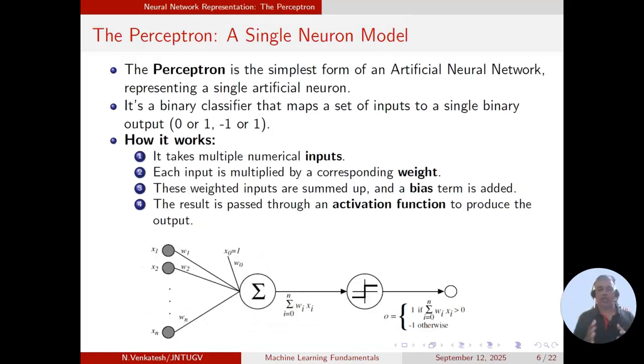In this course, first we'll start with the perceptron model. So what is a perceptron? A perceptron is a single neuron which takes n inputs and classifies them as either positive or negative.